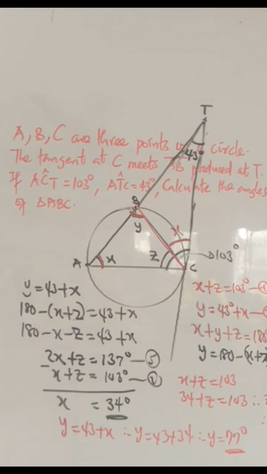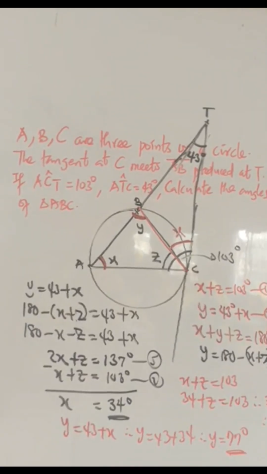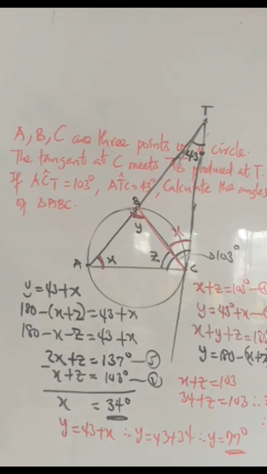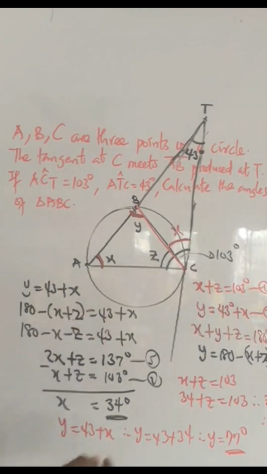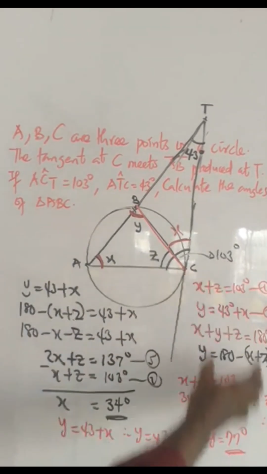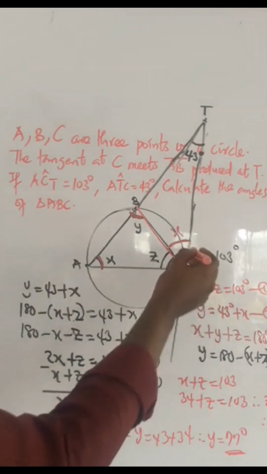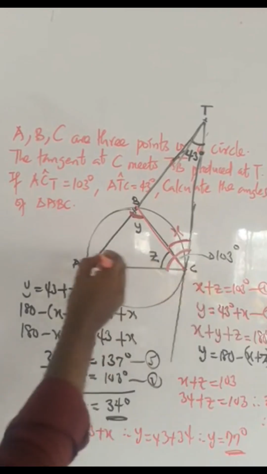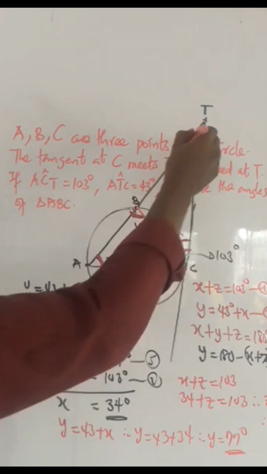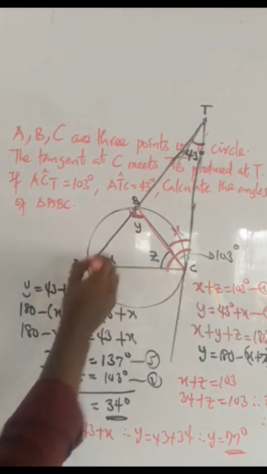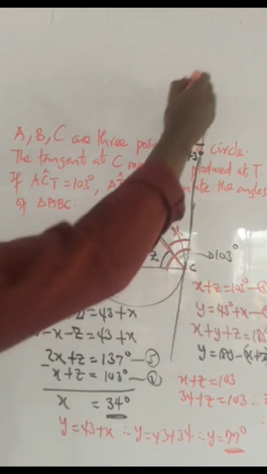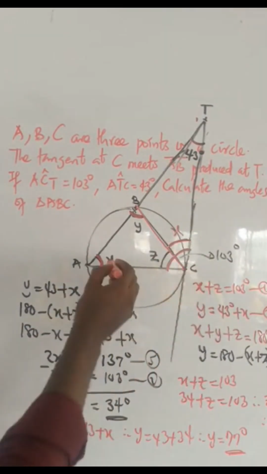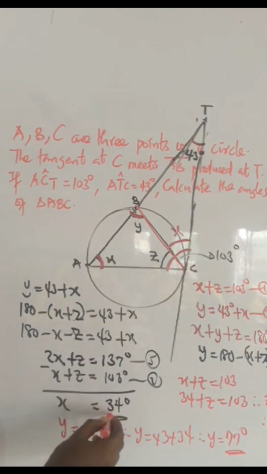So that is the answer. We've gotten x, y, and z. This solution could have been shorter and would have saved the stress of doing simultaneous equations if we had considered this whole angle. Since this whole angle is given as 103 originally, and we are looking for x, and this angle is given, consider triangle ATC. Using sum of angles in a triangle, 43 plus 103 plus x, we'll get x as 34 directly.